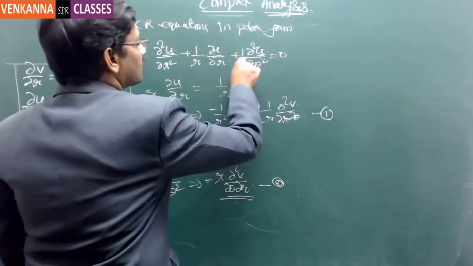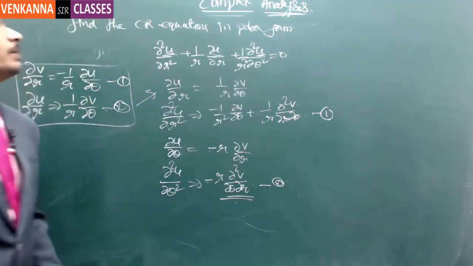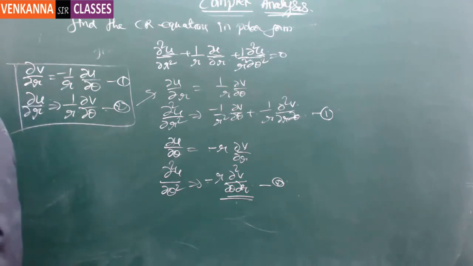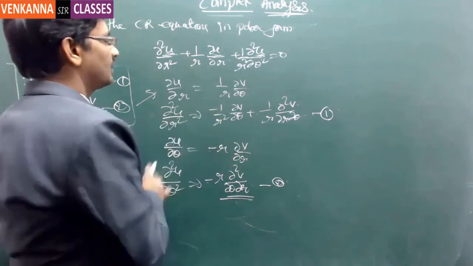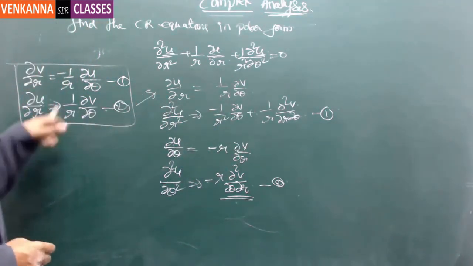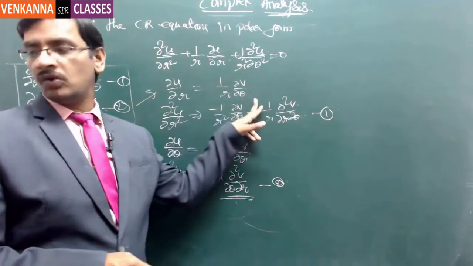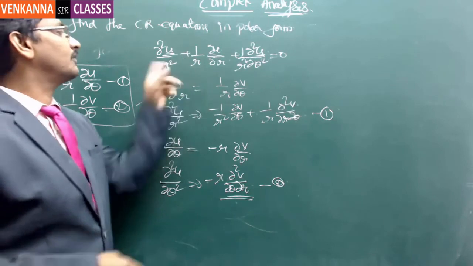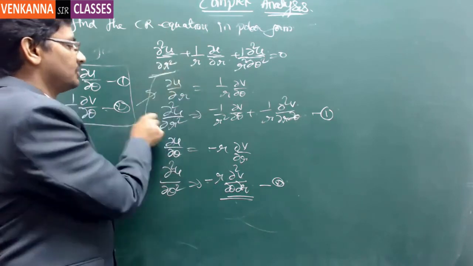This is 1 by r square. Check it. Yeah. Dou square u by dou r square plus 1 by r into dou u by dou r plus 1 by r square into dou square u by dou theta square. See this. There is nothing new I have done here. Just take this relation from the CR equations, dou u by dou r is equal to 1 by r into dou v by dou theta. Now from this you take the derivative with respect to r so that you can get the value of dou square u by dou r square, which is the first part.